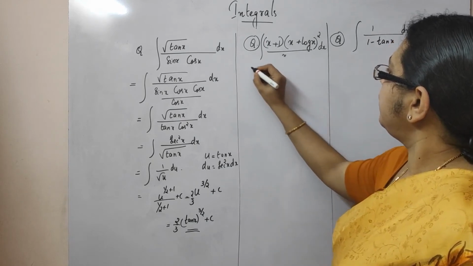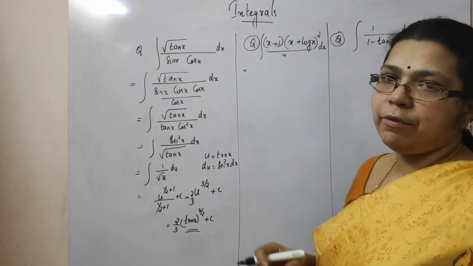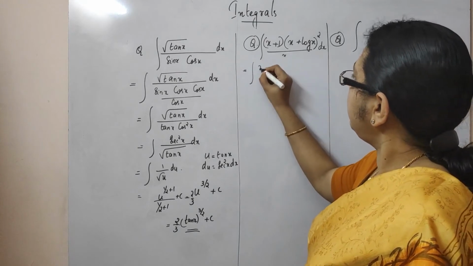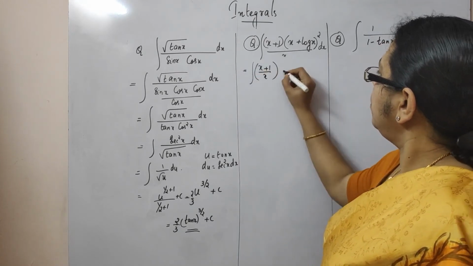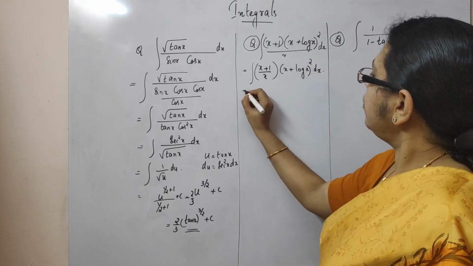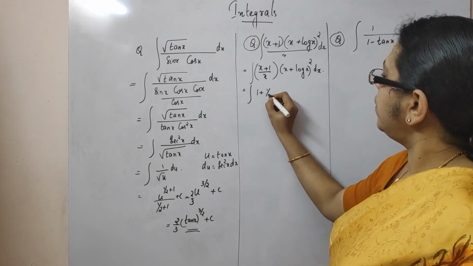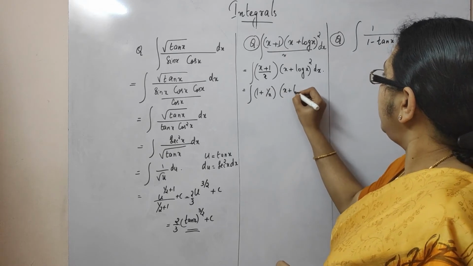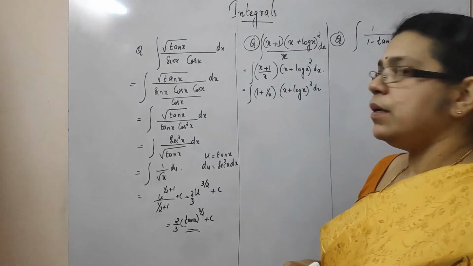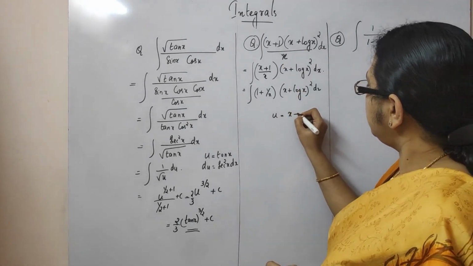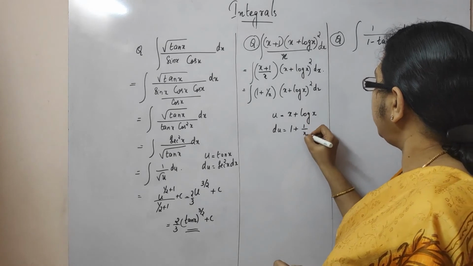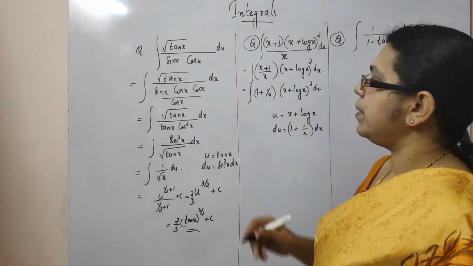Here you need to identify what comes as the derivative of the given function when taking it as u. Here, if I think of it, I club x plus 1 by x into x plus log x the whole square into dx. Now on further simplification I can write this as 1 plus 1 by x into x plus log x the whole square into dx. You had an x here. Okay, now if I take u is equal to x plus log x, what do you get? du is becoming 1 plus 1 by x into dx. Isn't it same as 1 plus 1 by x?